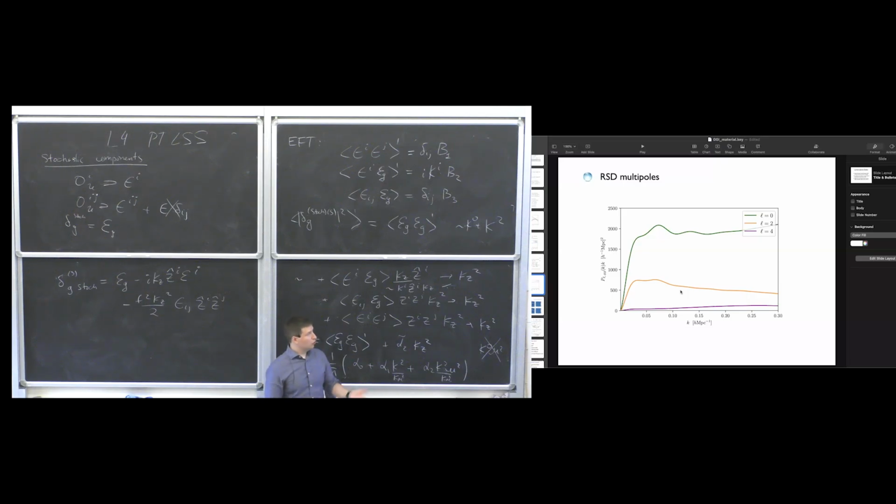Now, this hierarchy is not true in general for any tracer. For instance, for the Lyman alpha forest, the situation is different. The quadrupole is enhanced compared to the monopole.